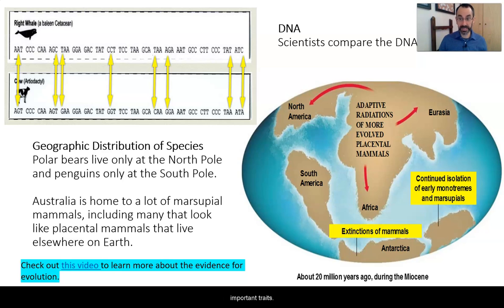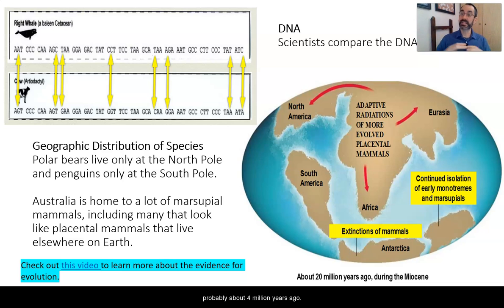Even though those are really important traits, most of our traits are almost the same. And they are ones that we really don't think about being differences, like doing cellular respiration. And so this shows that we had a common ancestor probably about 4 million years ago.